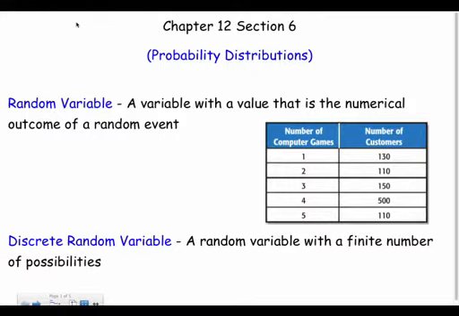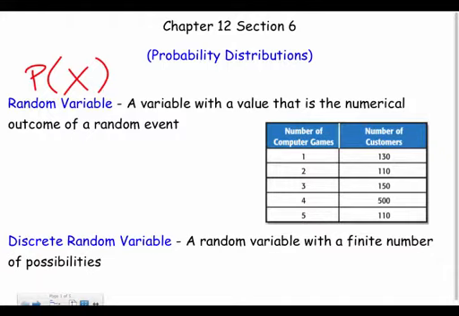The first one is a random variable, which is a variable with a value that is the numerical outcome of a random event. For example, it's just a variable. A lot of times what you'll see in the book is that they're going to use x. So they might say the probability of x. So it's just some event, right, the outcomes of that event. And a discrete random variable is when there's actually a finite number of possibilities. We know what it's going to be.